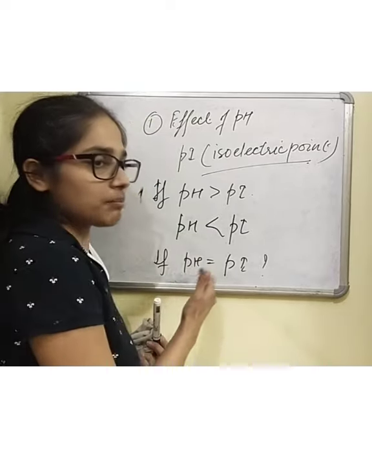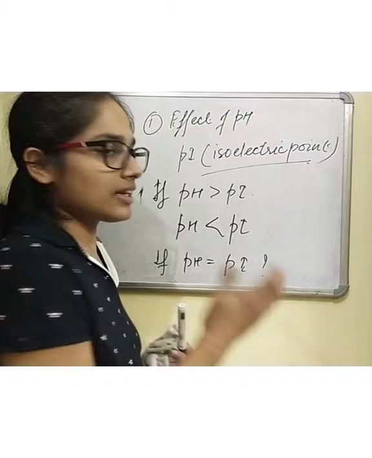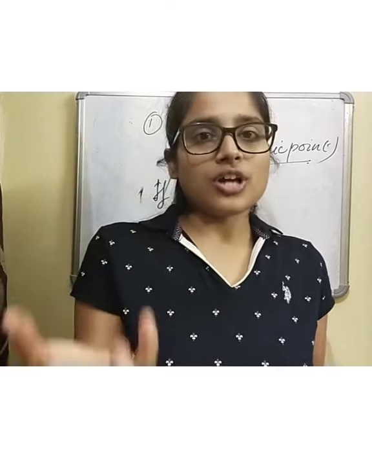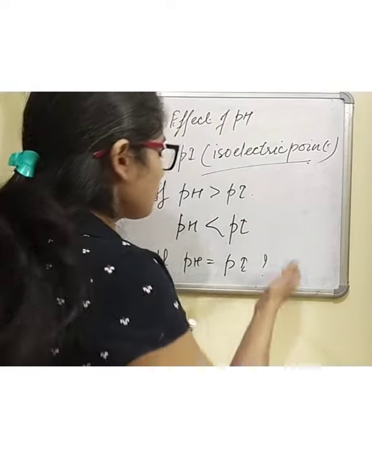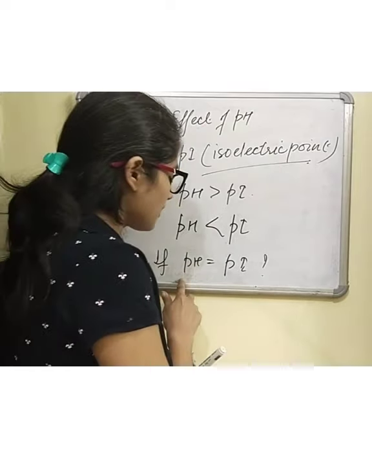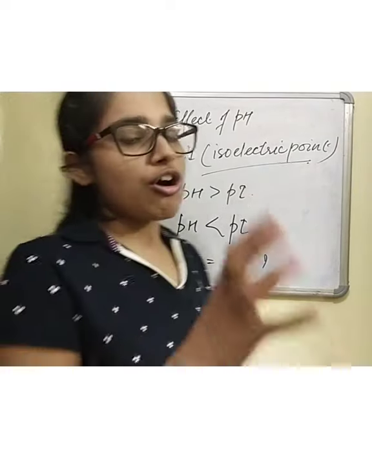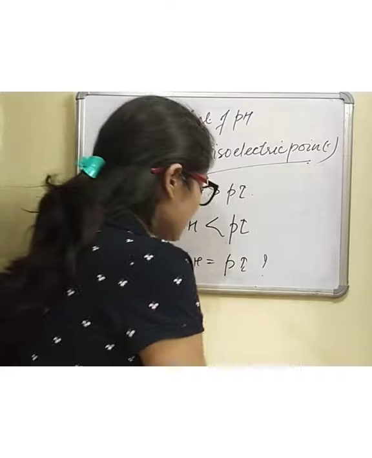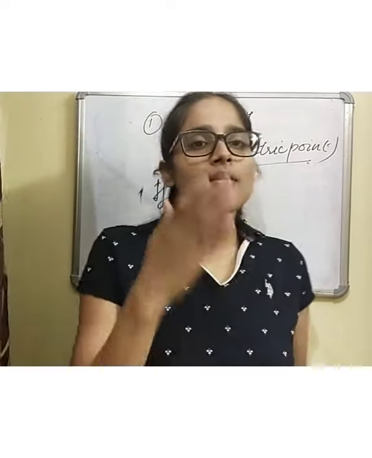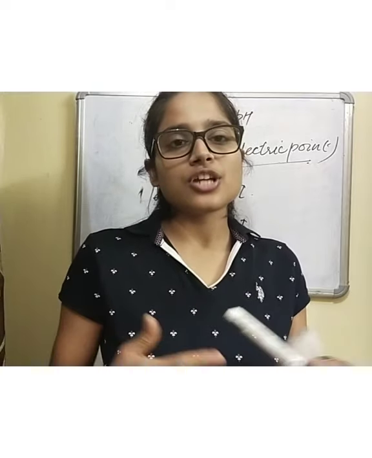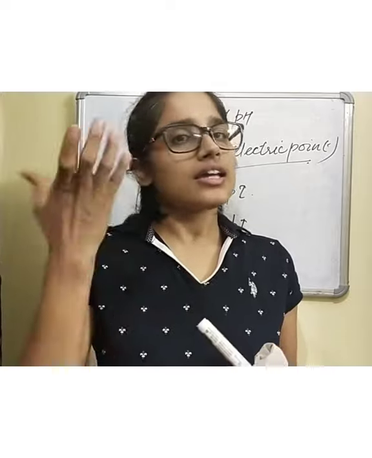When pH is equal to pI, the net charge on the molecule is 0, so overall the surface contains no charge. It is neutral, because the positive and negative charges cancel out each other on the amino acid residues and overall on the protein molecule. So when pH is equal to pI, the net charge on the protein molecule is 0, and in this condition, the repulsion between like charges is absent.